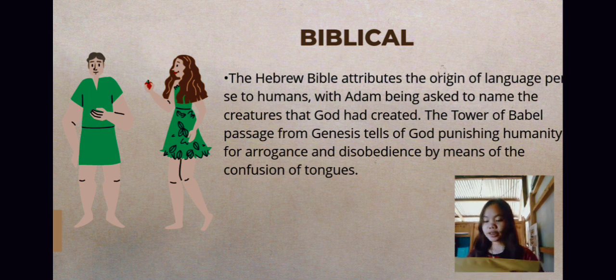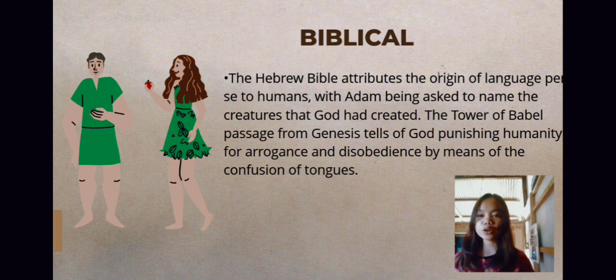So Genesis chapter 2 verse 20, the man gave names to all the livestock, the birds in the sky and all the wild animals, but for Adam no suitable helper was found. So according to the Bible, God tasked Adam with naming all the creatures. So how can he name those creatures if he did not use language? So it gives rise to the origin of our language. Next is the Tower of Babel. The passage from Genesis tells of God punishing humanity for arrogance and disobedience by means of confusion of tongues.